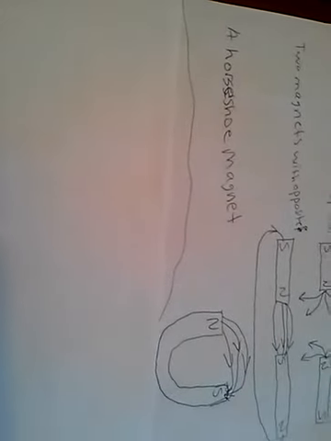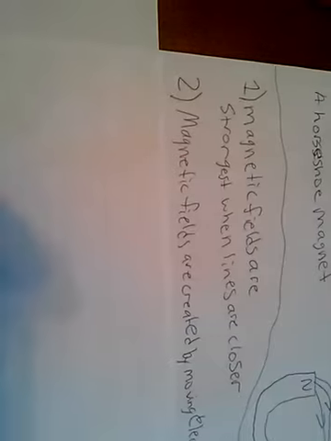So this is a horseshoe magnet. So one side is north and the other side is south, so it just goes directly to the south side. That's how a horseshoe magnet works. Okay, and these are two important things to know. Magnetic fields are strongest when lines are closer, and magnetic fields are created by moving electrons.